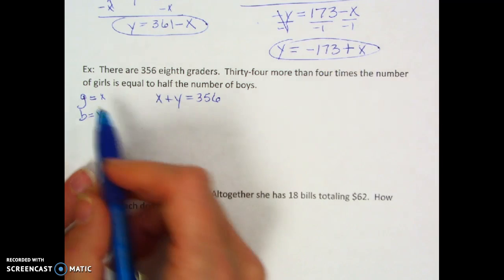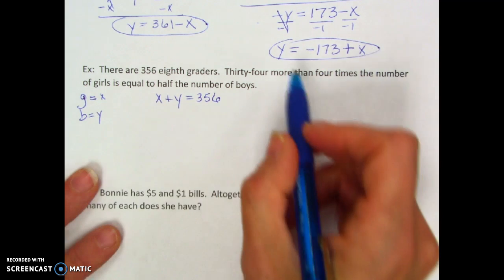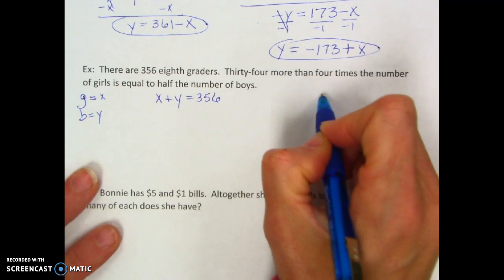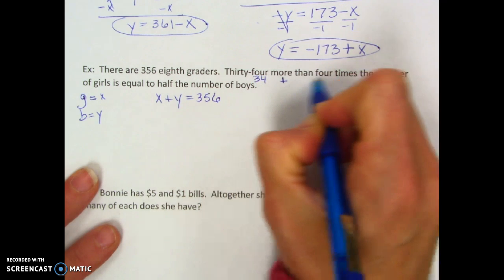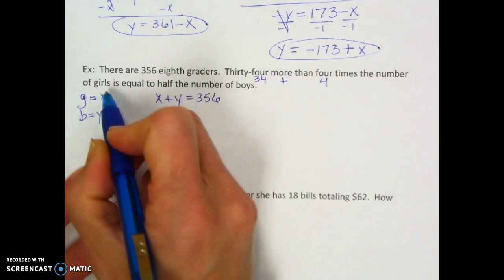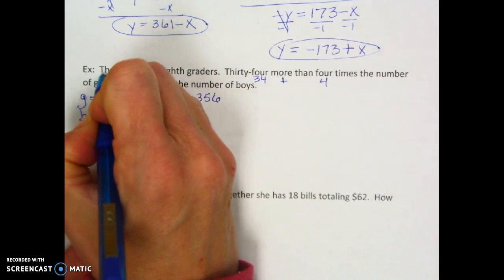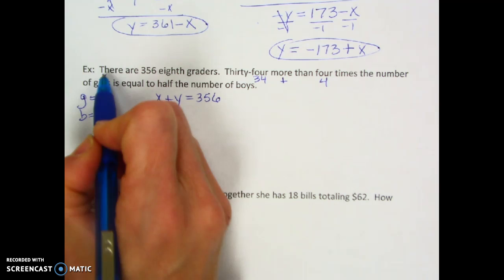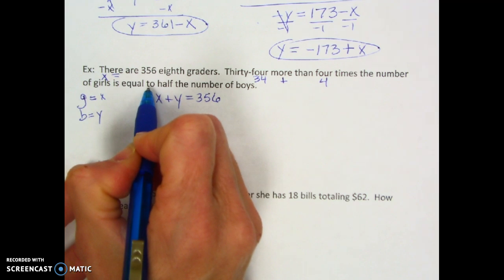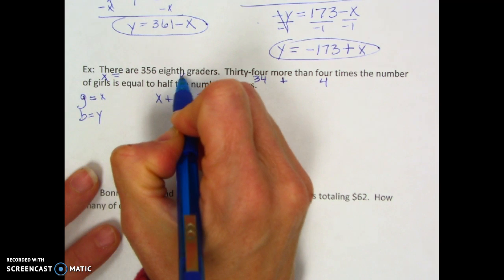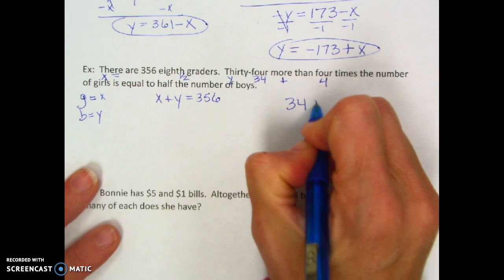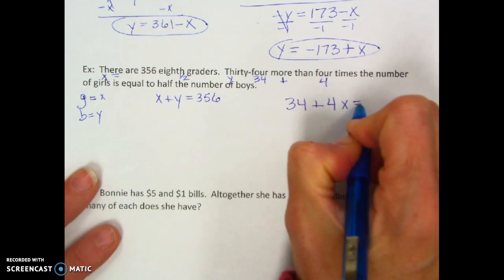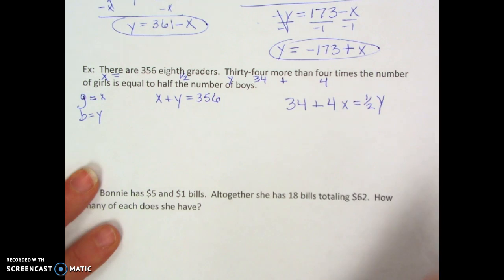Now our second equation, I still have to use my X and Y. 34 more than means we're adding. So we have 34 added to 4 times the number of girls. Girls we said was X. Is our equal sign. Half the number of boys. So half the boys was Y. So I have 34 plus 4x equals half times y.